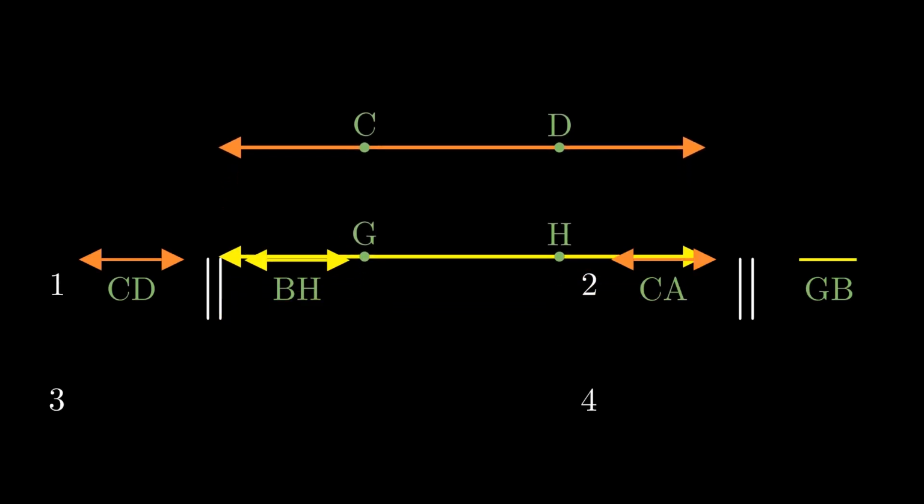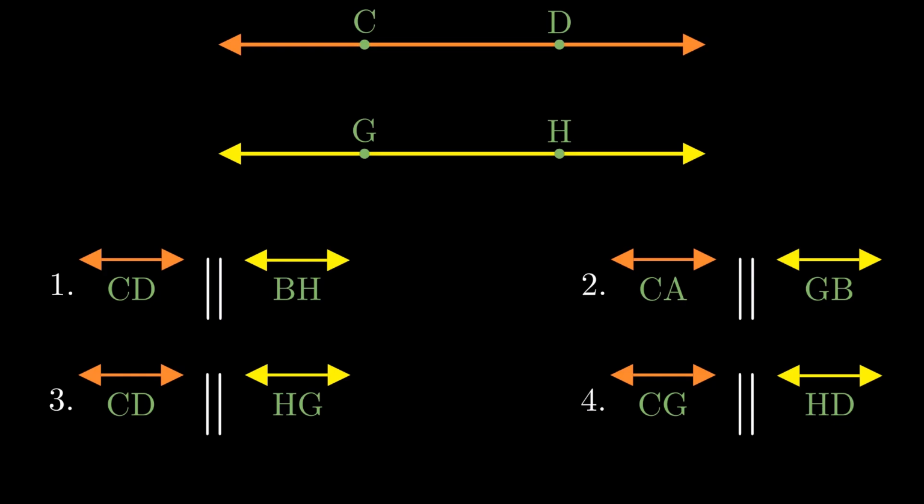Let's say we now have the points C and D on the first line, and the points G and H on the second line. Which of the following options correctly shows that these two lines are parallel? Option 1 is wrong because B isn't a point on the second line, so we can't name the line BH. Option 2 is also wrong because the points used are incorrect. Option 3 is correct because both lines are named correctly. Remember, the order of the points doesn't matter, so line GH can also be written as line HG. Option 4 is wrong because the notations for the lines are incorrect.